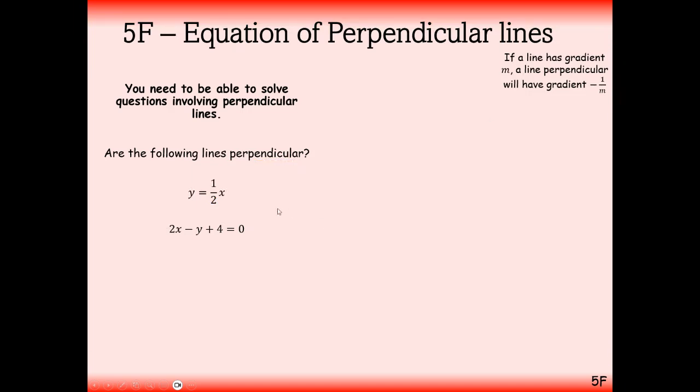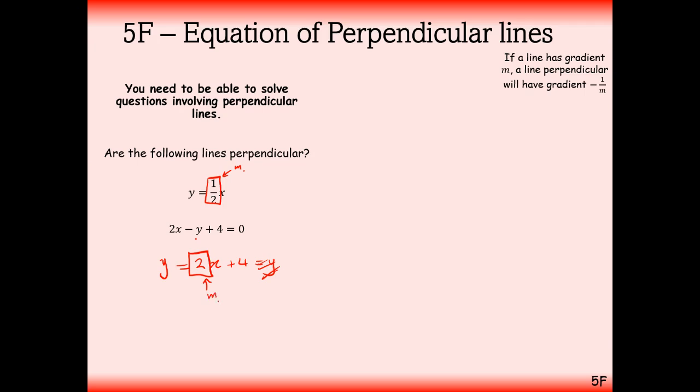In this question, we've been asked, are these two lines perpendicular? So we don't have to rearrange this equation. This is the gradient. Now you do need to rearrange this equation. So you get 2x plus 4 equals y. I could have written y on the left, right? So y is 2x plus 4. So the gradient here is 2, and the gradient there is a half.